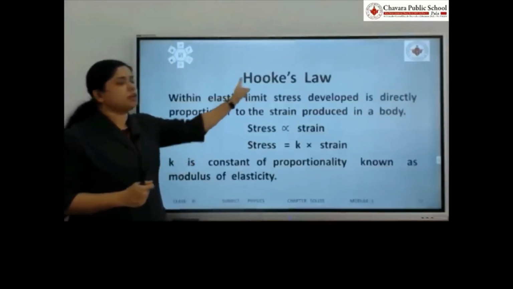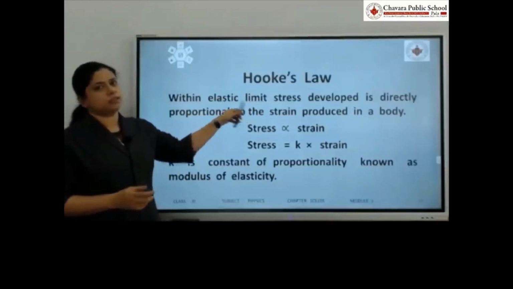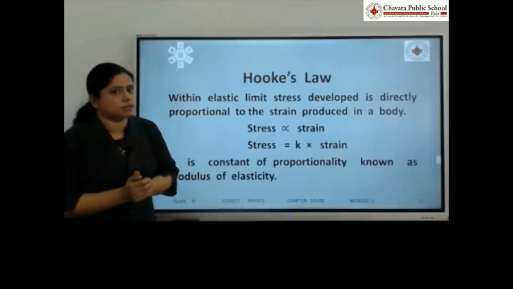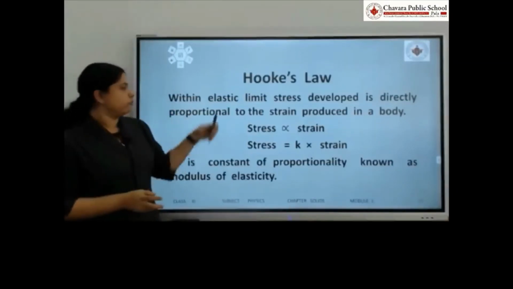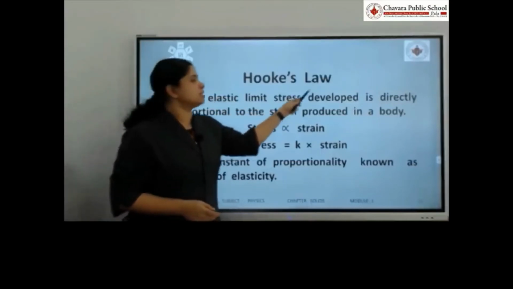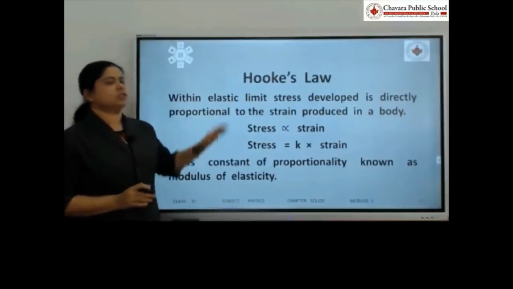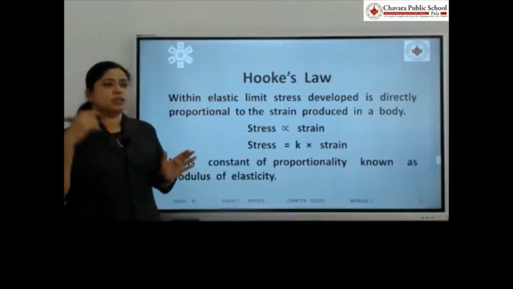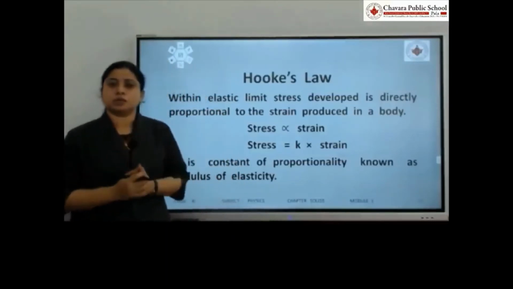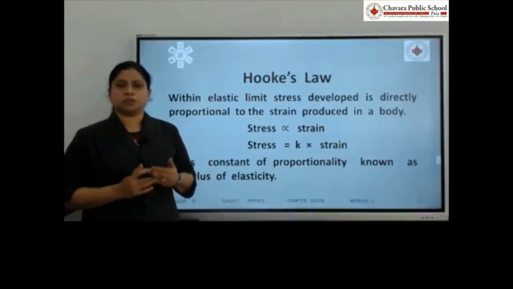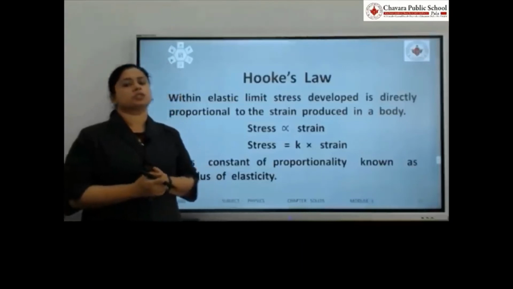So, that is why Hooke's law says that within the elastic limit, that means if you remove the applied force, the body returns to its initial condition, stress developed is directly proportional to strain. The basic Hooke's law says that force F is proportional to x, force proportional to displacement.